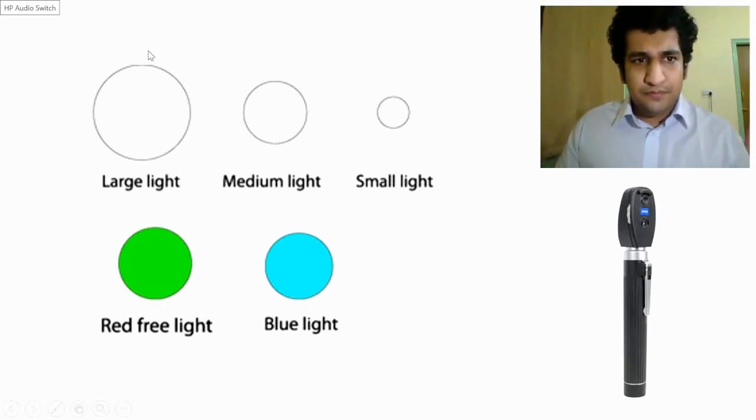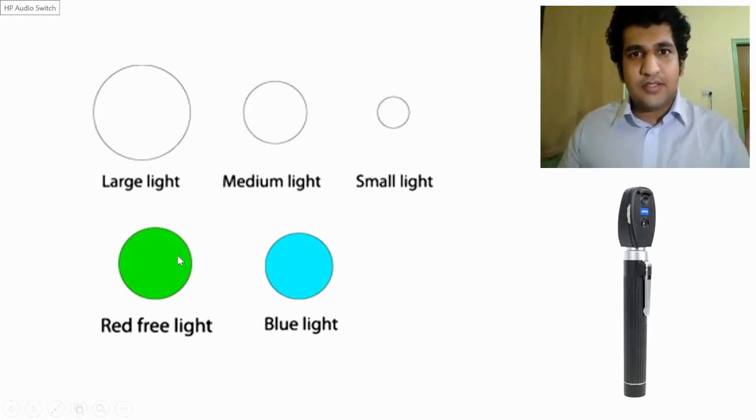So what is the natural aperture of the eye? Let me ask you this. The natural aperture of the eye is the pupil. If you have a large dilated pupil, you can use a large light. If you have a small undilated pupil, use the small light. What will happen if you use a large light on a small pupil? It's going to get reflected off the cornea. So if you have a large aperture in the iris, you use a larger light. Medium is on the same principle. So it's usually a small or a medium for undilated pupils and a large for a dilated pupil.